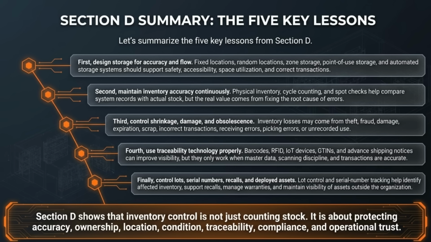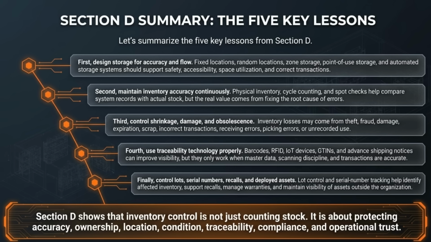Second, maintain inventory accuracy continuously. Physical inventory, cycle counting, and spot checks help compare system records with actual stock, but the real value comes from fixing the root cause of errors. Third, control shrinkage, damage, and obsolescence. Inventory losses may come from theft, fraud, damage, expiration, scrap, incorrect transactions, receiving errors, picking errors, or unrecorded use.